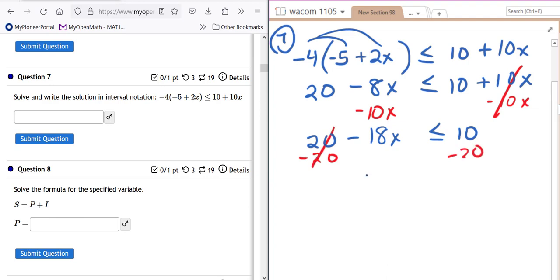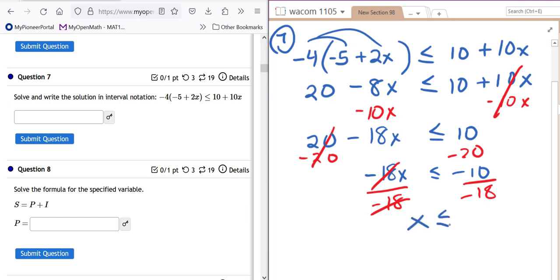So we have negative 18x is less than or equal to negative 10. And you're going to divide by negative 18. So we have x is less than or equal to, whoops, I divided by a negative. My symbol should have flipped over as soon as I divide by that negative. It should have gone in the other direction.